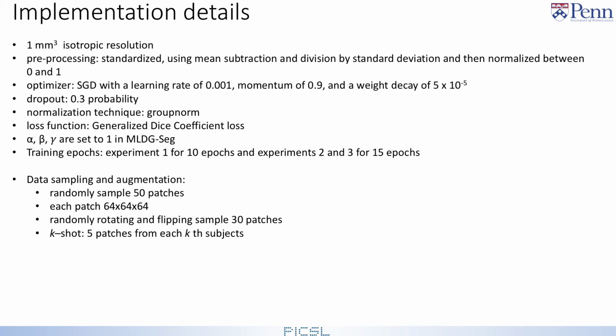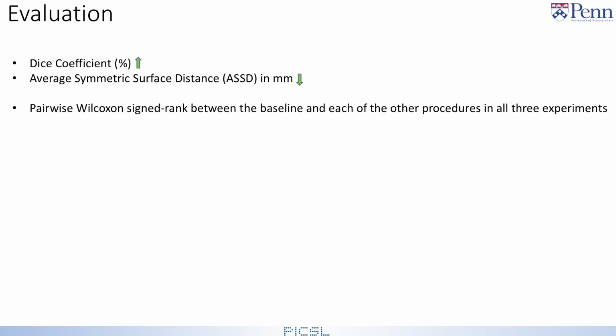In experiment 1, we use 10 epochs, and experiments 2 and 3 were trained for 15 epochs each. We randomly sampled 50 patches of size 64 by 64 by 64 from each subject image. From these 50 patches, we rotate and flip 30 randomly sampled patches. For K-shot learning experiments, 5 patches were randomly selected from each of the K subjects. For the purpose of method evaluation, we compute the dice coefficient, a volume-based measurement, and the average symmetric surface distance in mm, a surface-based metric, between the ground truth image and a given model procedure segmentation output. We perform pairwise Wilcoxon signed-rank tests between the baseline and each of the other procedures in all the 3 experiments for both dice score and ASSD.